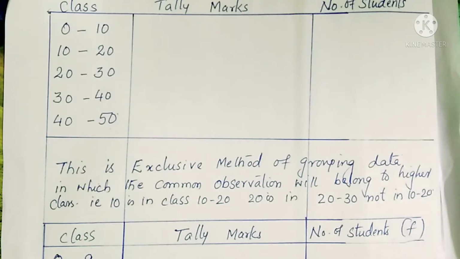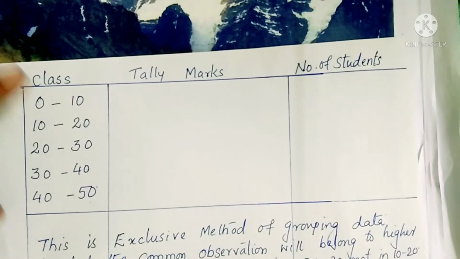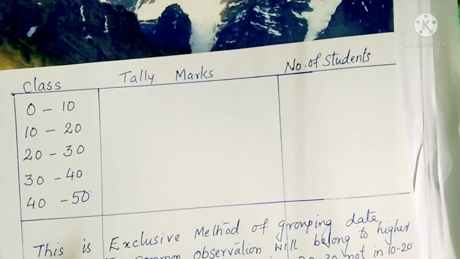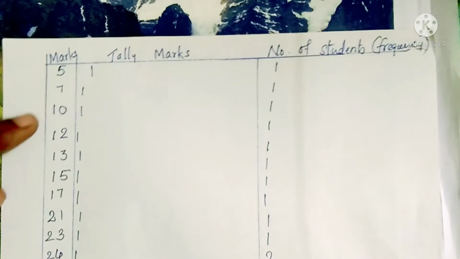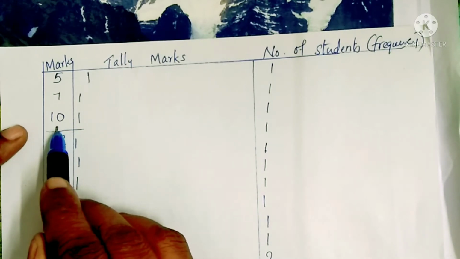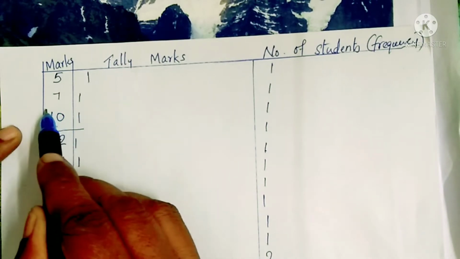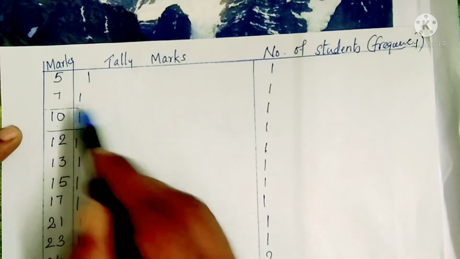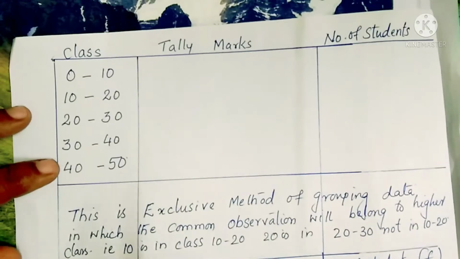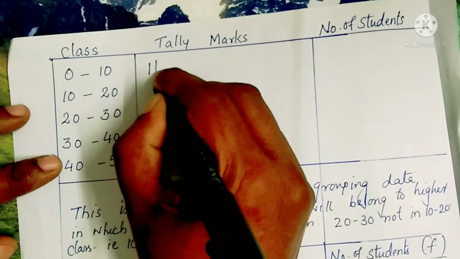Okay, now let us see how to make the tally marking and do it. Now you see here 0 to 10, we have to compare this table and this. 0 to 10, see here till 10 this is there, but we are not going to include 10 in that group, so we will take till 7 only. 0 to 10, there are 2 students. So write here tally marking 1 and 2.